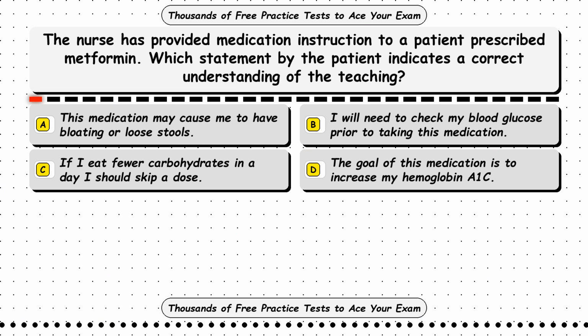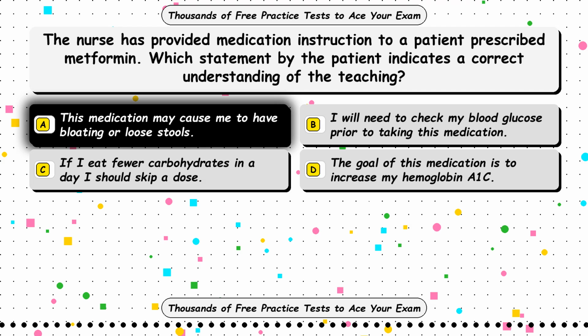Question 23. The nurse has provided medication instruction to a patient prescribed metformin. Which statement by the patient indicates a correct understanding of the teaching? Option A: this medication may cause me to have bloating or loose stools. Option B: I will need to check my blood glucose prior to taking this medication. Option C: if I eat fewer carbohydrates in a day I should skip a dose. Option D: the goal of this medication is to increase my hemoglobin A1C.